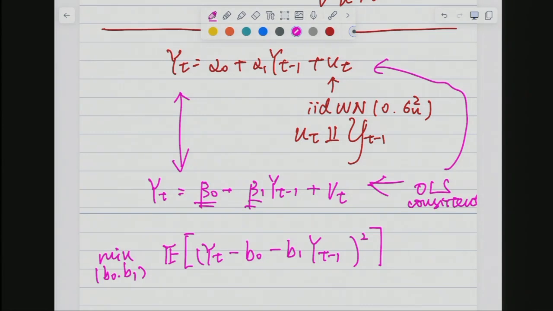And one thing you have to keep in mind is that the regression model, this one, is always obtained by solving the best linear prediction problem, whereas this AR model is something akin to our causal model, although it doesn't capture causality. This AR model comes with assumptions. The error term follows IID white noise, and that it's independent of all past shock. These are assumptions.